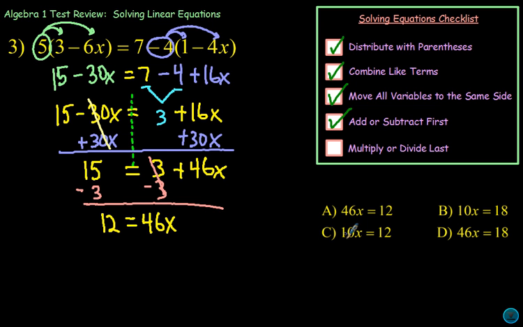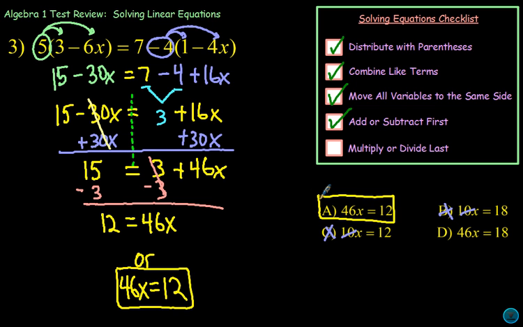All right, so I know the answer is not going to be C because it's not 10x. Not that. Now, they've got 46x equals 12, 46x equals 18. See, why does mine look different? Oh, it's just backwards, right? So mine's just backwards. That's all it is. If I just flipped it around, 46x equals 12, then it looks exactly like what they have, right? So the correct answer there would be A.